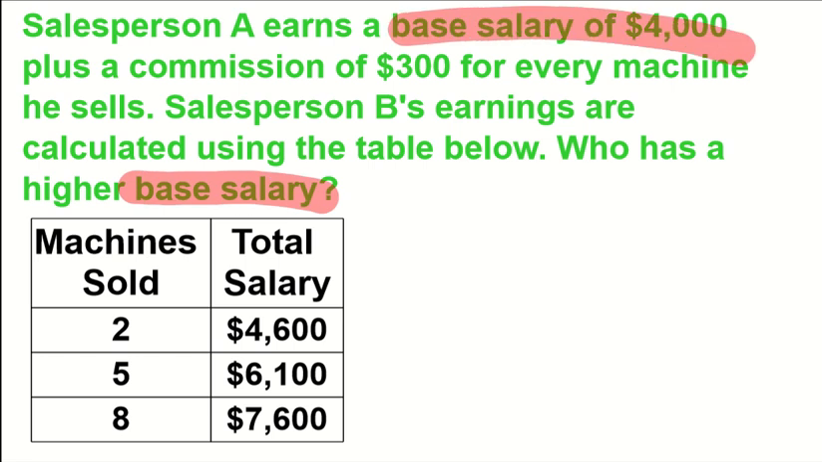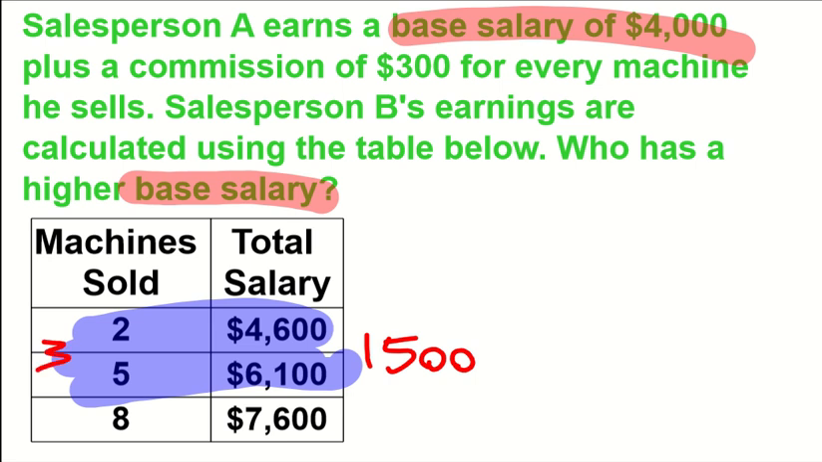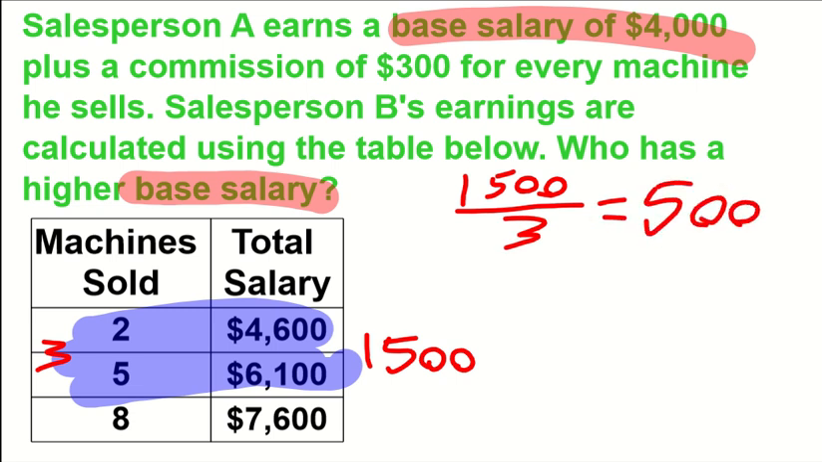Salesperson A, it's asking base salary. You don't have to write the equation, but if you wrote the equation for salesperson A, you'd have y equals 300x plus 4,000. The base salary is the y-intercept we're looking for. Basically, it's their starting amount. So for salesperson B, we have our table. Our change in y is 1,500. Change in x is 3. That gives us $500 for every machine he sells. So salesperson B is doing better on that one.